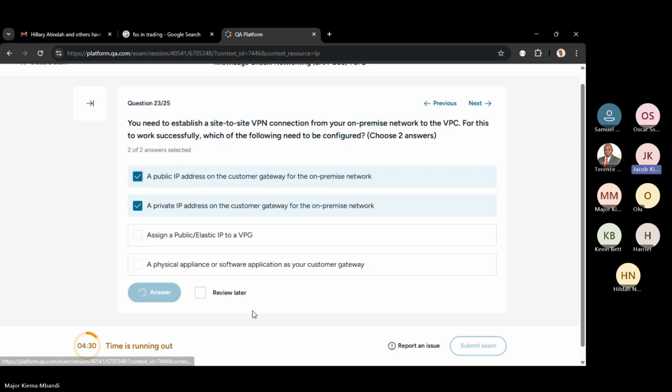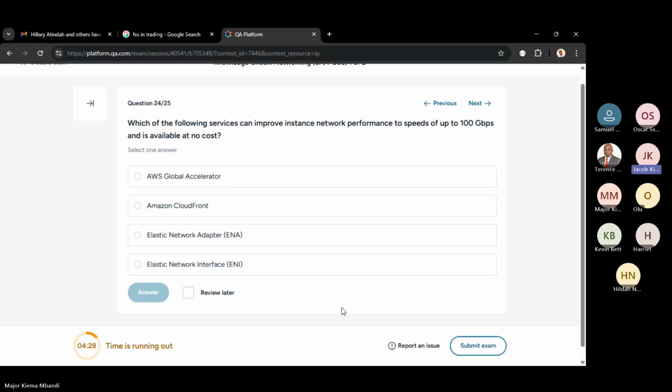We're running out of time. Hilda, you can take on the next question. Okay, which of the following services can improve instance network performance to speeds up to 100 Gbps and is available at no cost? Global Accelerator, CloudFront, Elastic Network Adapter, Elastic Network Interface. Improve instance network performance.